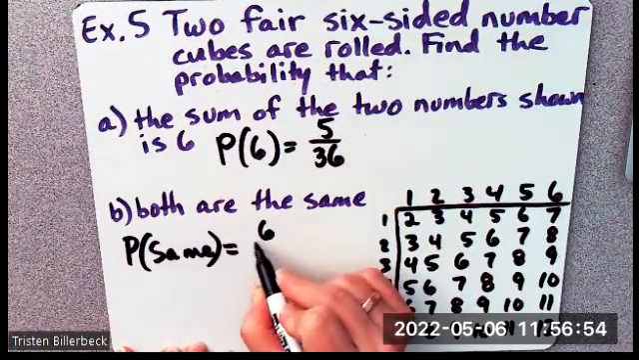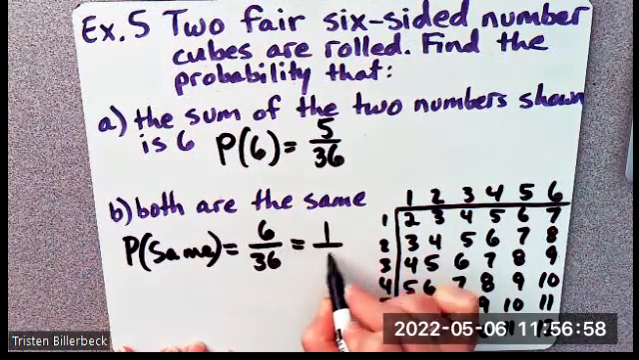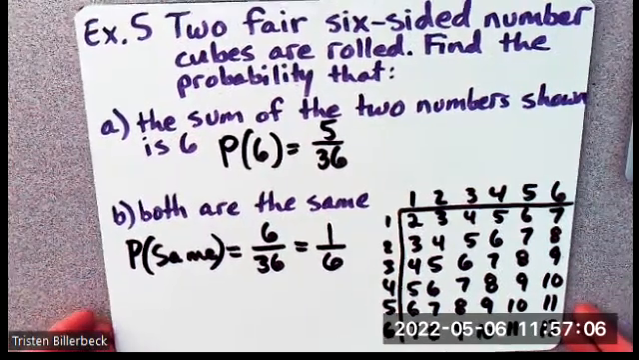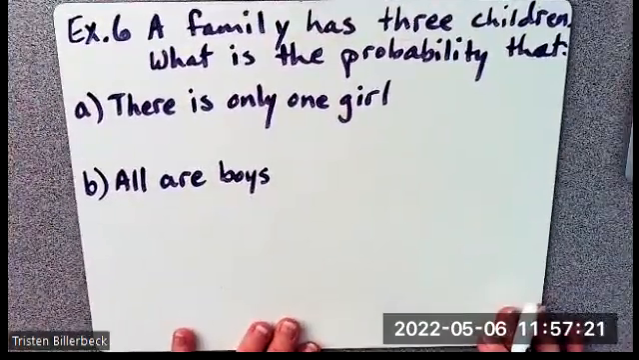We'd write 6 over 36, which is 1/6 of the time we would roll doubles, which is the same dice. The 5 and a 5, a 6 and a 6, a 4 and a 4. All right, recognize that. Okay, so we have a family has 3 children.